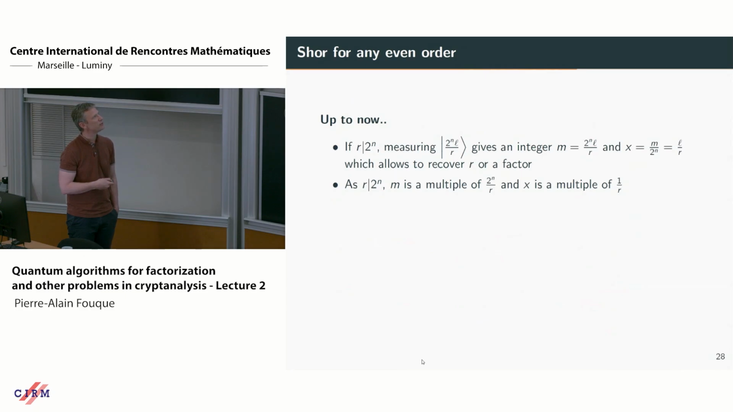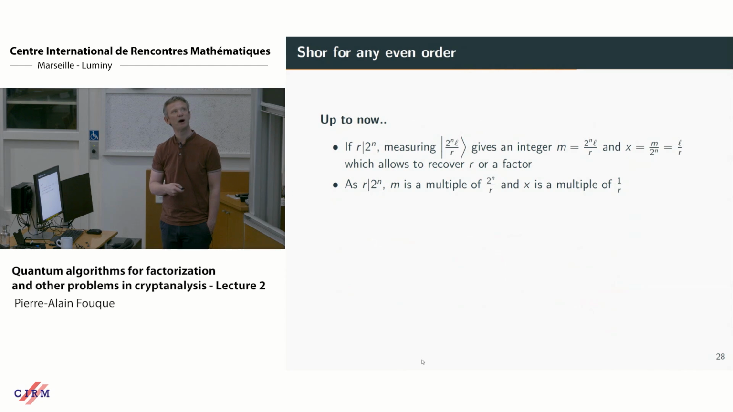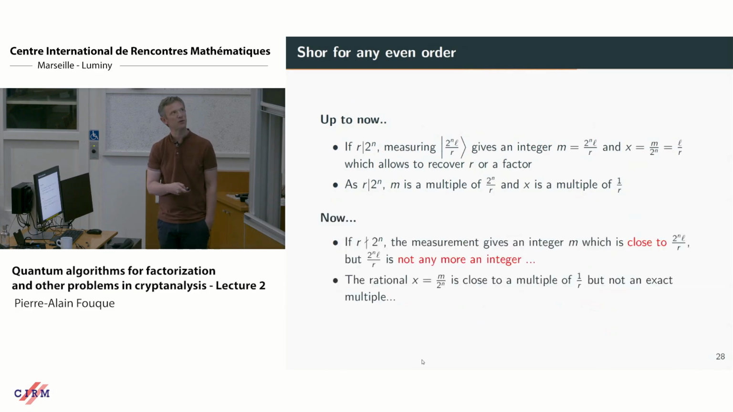Okay, so for instance, if r divides 2^n, this value is an integer because r divides 2^n, and L is an integer there. And so I can, in fact, compute x, which is this fraction. And when I have this fraction, I can represent it as a much smaller element, and the denominator will be r or a factor of r. Okay? So you can see that the value x that I got here is in fact a multiple of 1 over r. Okay, so I am in a good situation.